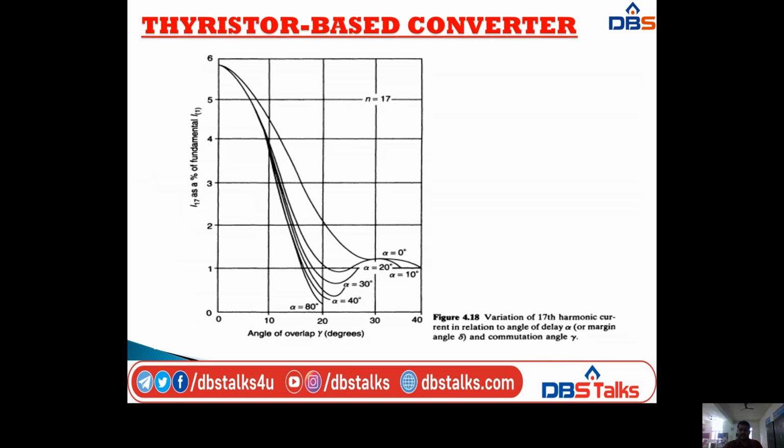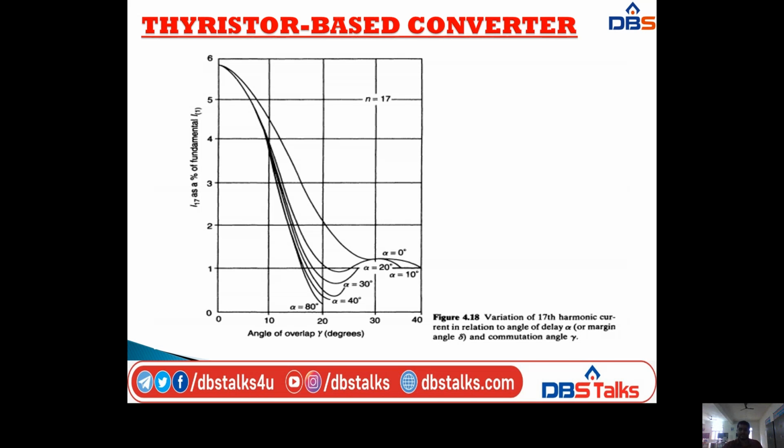Then again I am taking the variation of 17th harmonic current in relation to angle of delay alpha and commutation angle gamma. Here the order of the harmonic is 17. Here also on the x-axis I am taking angle of overlap gamma and delay angle alpha, and fundamental current In. Now we are varying the angle of delay from 0 up to 80 degrees, but the angle of overlap is 0 to 40 only. So at that time the curve is shown like this.